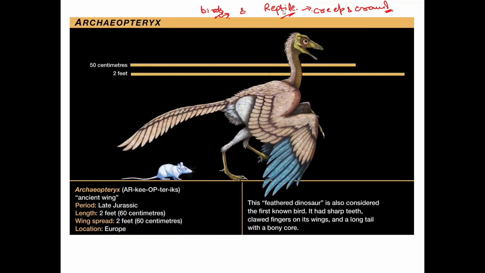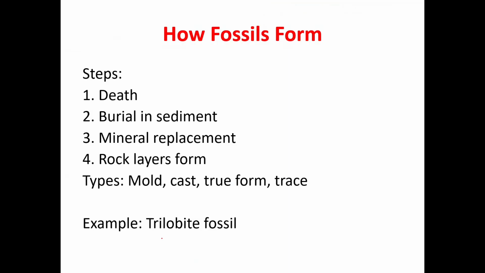It had feathers like a bird, and teeth and a long bony tail like a reptile. This proved that birds evolved from reptiles. So we know today that birds come from reptiles. This is evolution. Significance of the fossil.